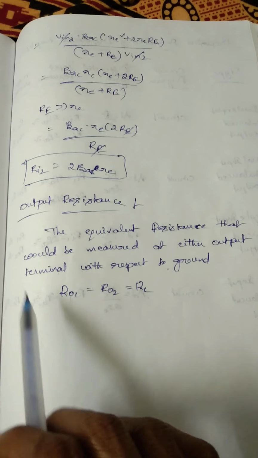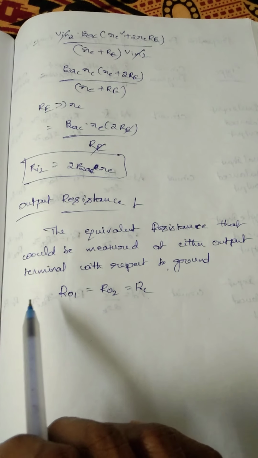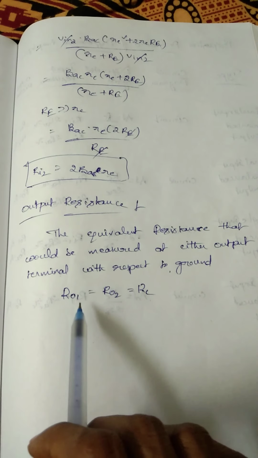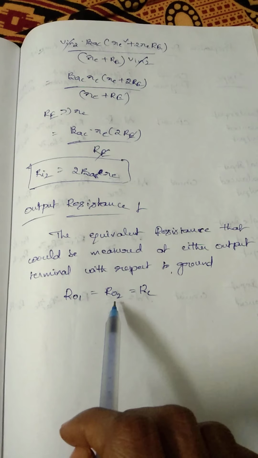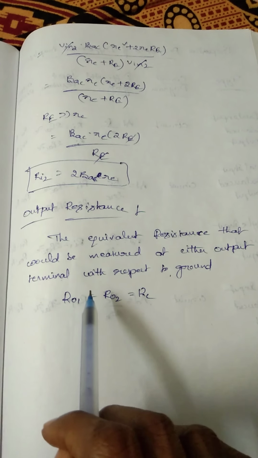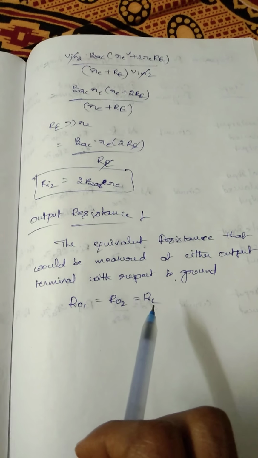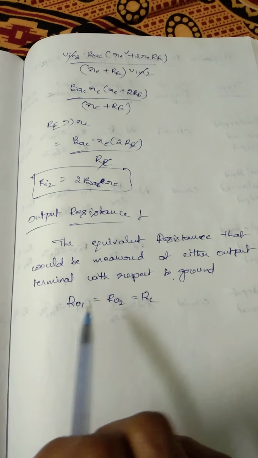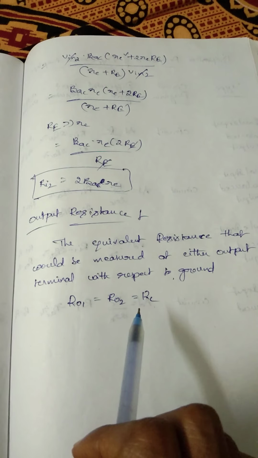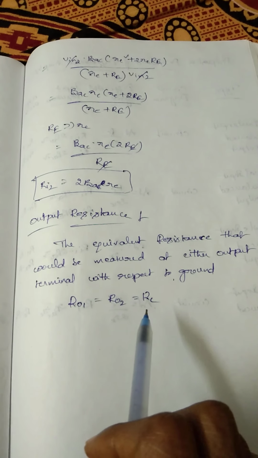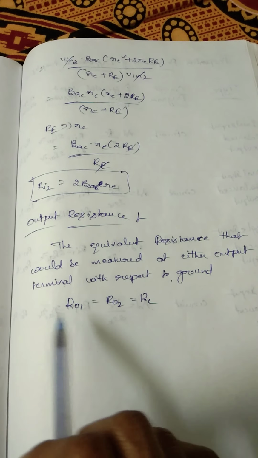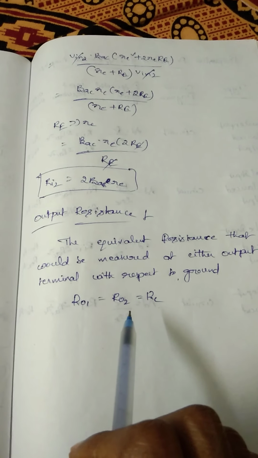So that means we are considering two output terminals. So hence we have two output resistances, that is RO1 and RO2. And at both the output terminals we have only output resistance as capital RC. So that is RO1 is equal to capital RC, RO2 is also equal to capital RC. So this is the case for the balanced output configuration.